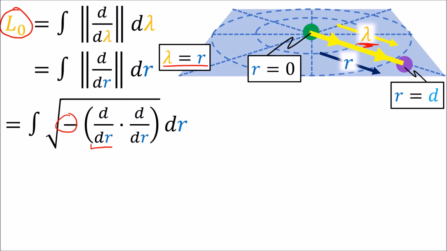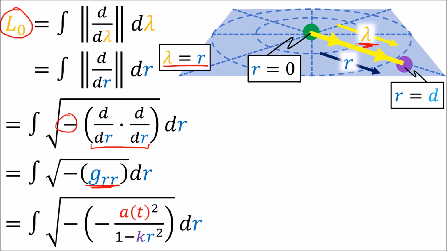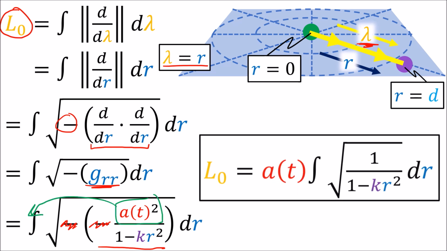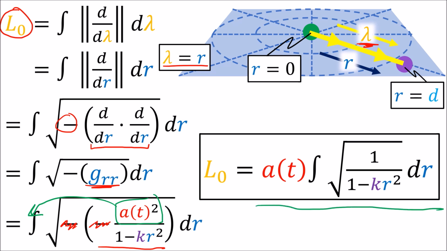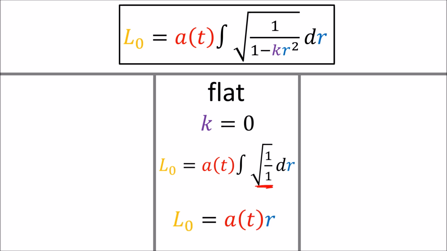The dot product of the r basis vector with itself is just the metric component g_rr, which is negative a of t squared over 1 minus k r squared. Canceling the minus signs and pulling the a of t function out of the integral, since it does not depend on r, we get this integral formula for proper length. For a flat universe with k equals 0, the square root term in the integral just becomes 1, so the proper length is just the scaling factor times the r coordinate.